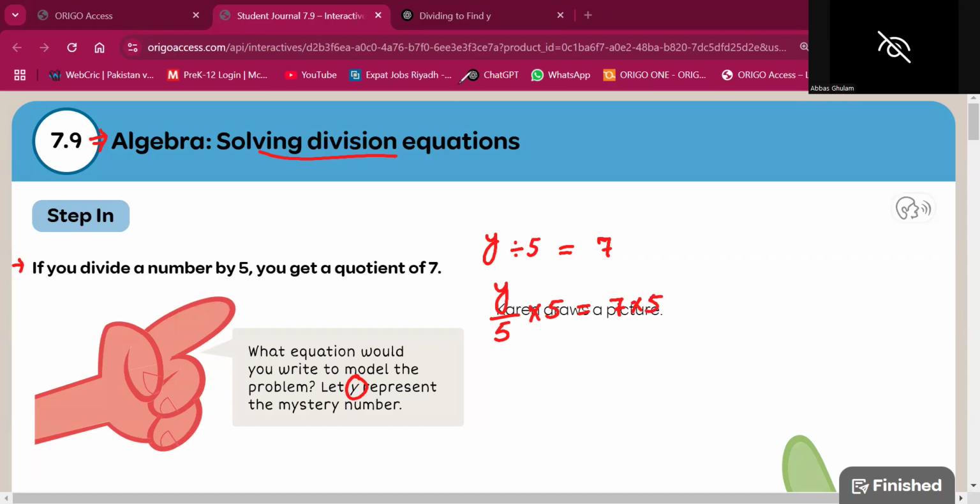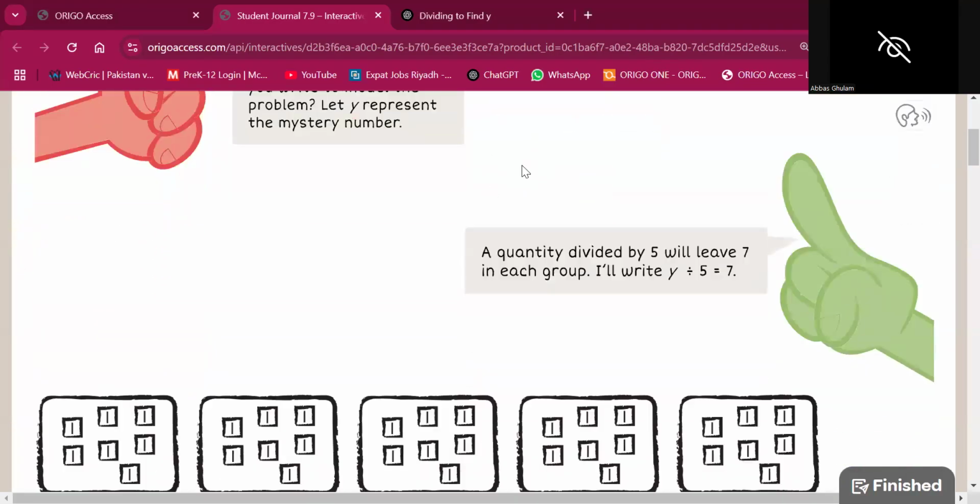We know that the inverse of divide is multiplied. I can cross both of them. So what is left here? y is equal to 7 multiplied by 5, which is equal to 35. In this way, we can solve equations with division problems. Let's try some other examples to make sure that we got it.